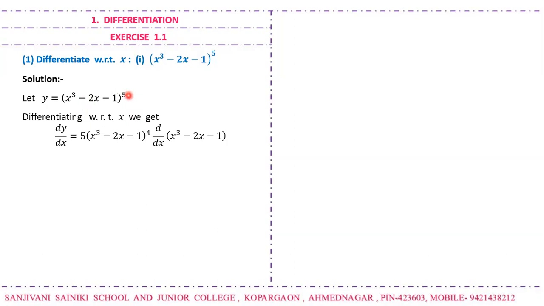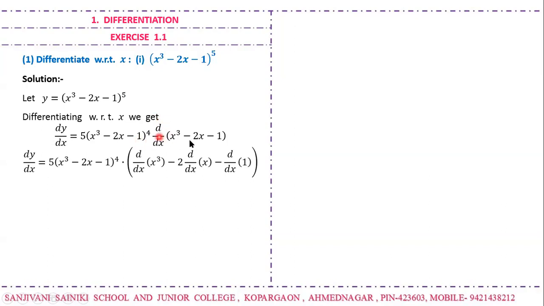Now how to find the derivative of f of x raised to 5? It is 5 times f of x raised to n minus 1, that means 5 minus 1, into f dash of x. f dash of x means d by dx of x cube minus 2x minus 1. So 5 times (x cube minus 2x minus 1) bracket raised to 5 minus 1 is 4, into d by dx of this x cube minus 2x minus 1.